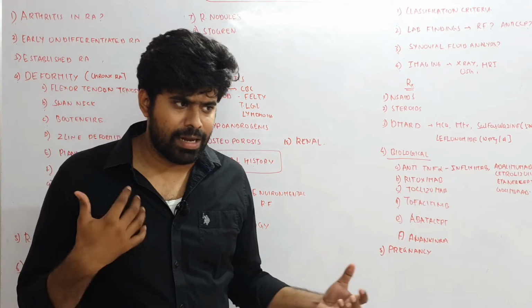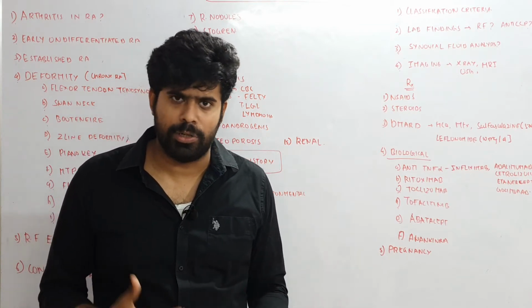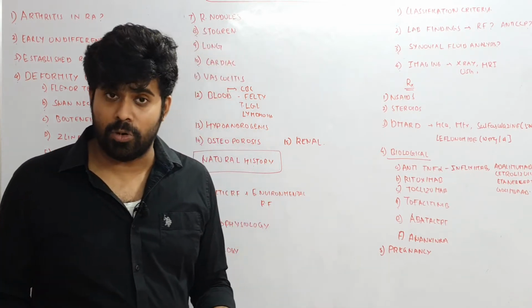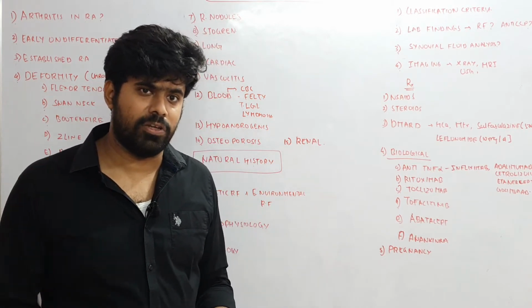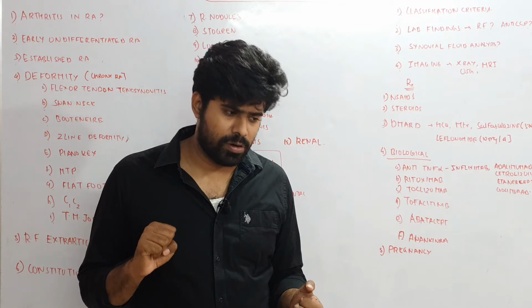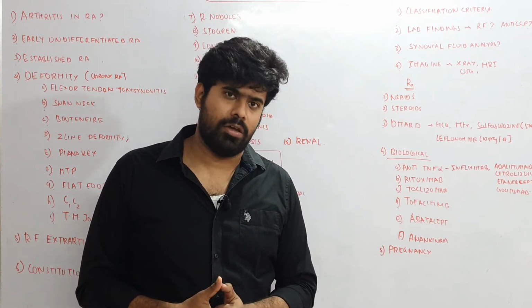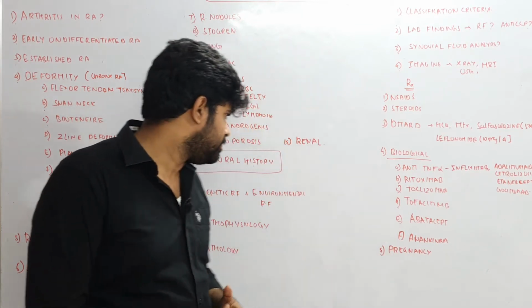Basically, they have a higher mortality rate than the general population. Rheumatoid arthritis patients have a higher mortality rate, especially because of myocardial infarction due to accelerated atherosclerosis. That is the most common cause of mortality in rheumatoid arthritis patients.